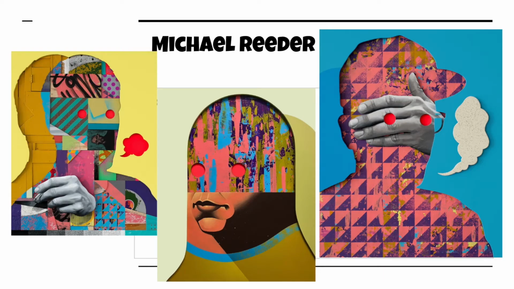Michael Reeder is an artist inspired by graffiti. His use of bold color, pattern, line, and realism are all influenced by the subject of identity. Ask your students what color, patterns, or images might influence their identity.